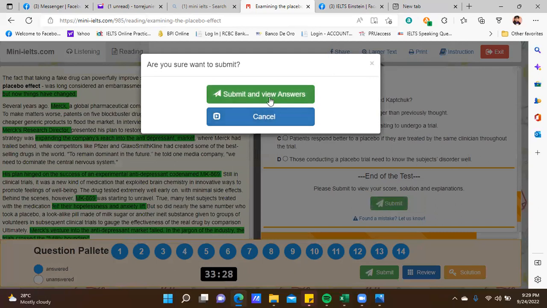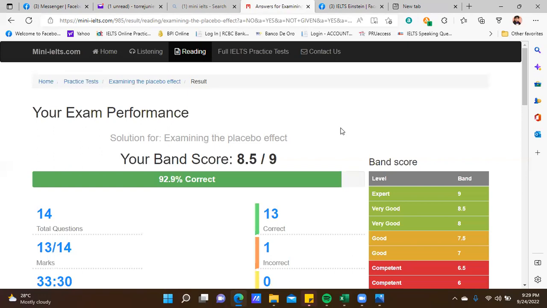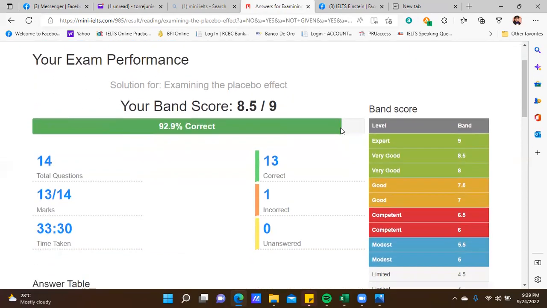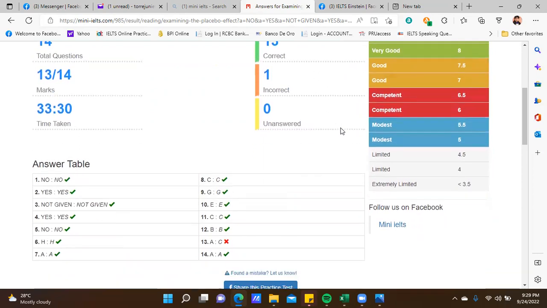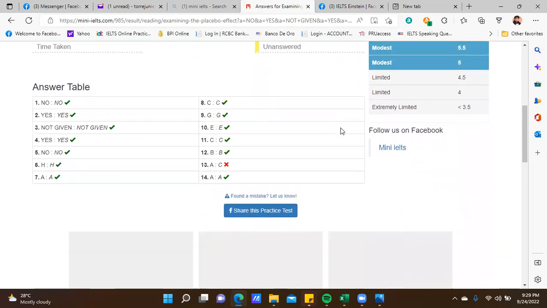Sige. Hindi na kasi 33 minutes na to. 8.5 na naman tayo. Lagi na lang tayo nagkakamali. Pa-screenshot muna guys and send to me please. Pero guys, parang okay na, nag-reading test tayo pero ang dami nating natutunan, no? Just by doing one reading test, 30 minutes of our lives, no?